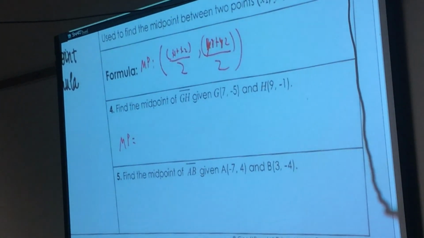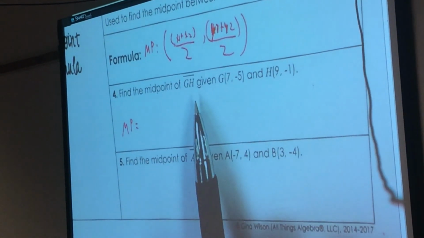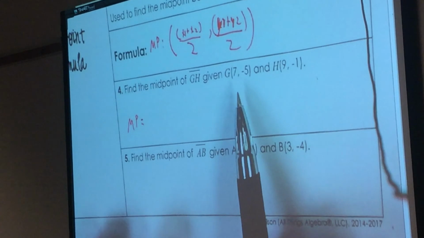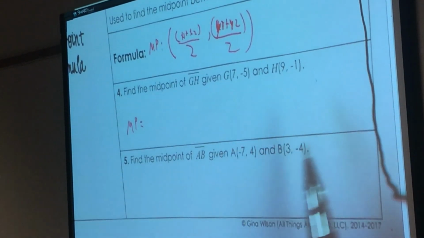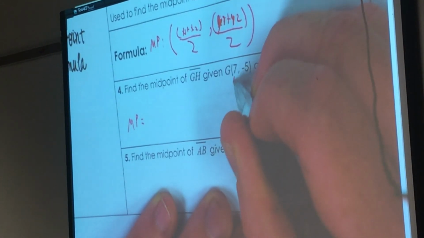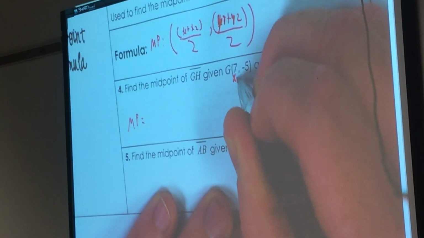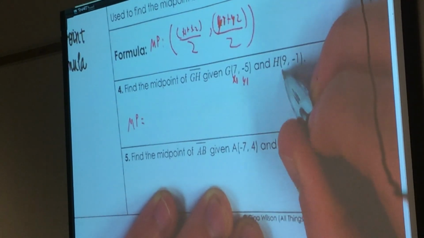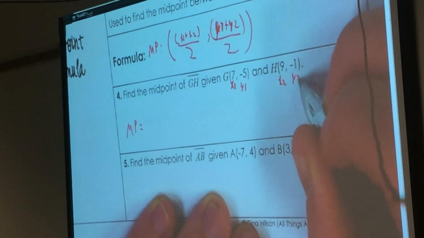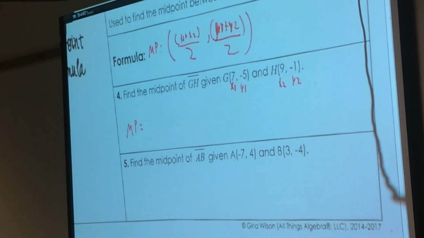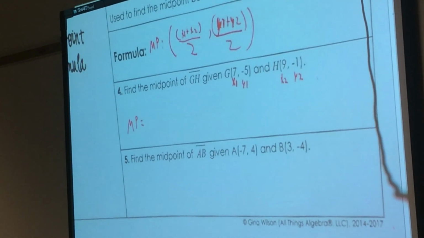on number 4, it tells me GH, find the midpoint of the segment GH. G is 7, negative 5, and H is the point 9, negative 1. Anytime you're given your points, always label them. The first one's going to be x1, y1. The second one will be x2, y2. And that's just so you don't forget which points you need to plug into your formula.